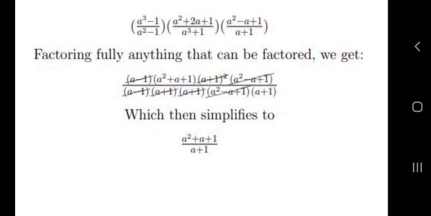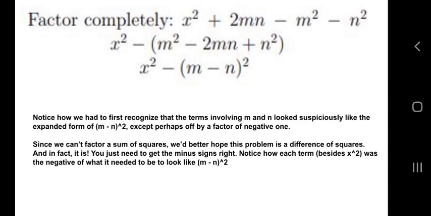We want to make sure that we cancel out anything that appears in the top and bottom as a factor. Okay, so let's factor this completely. We have x squared plus 2mn minus m squared minus n squared.